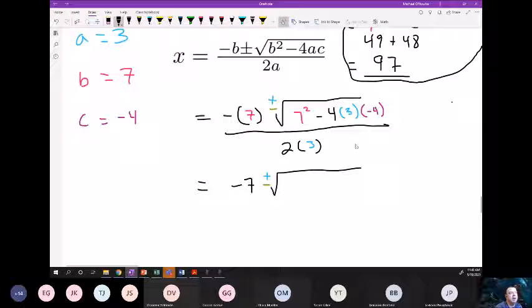Now the nice thing is this inside part's already done. We did it in the discriminant up here, so we know that's 97, divided by 2 times 3, which is 6. So we're done that step there.